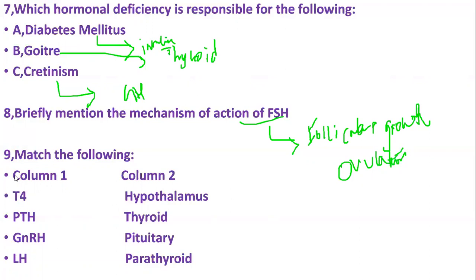Match the following. Who gives T3 and T4? Thyroid. And hypothalamus gives gonadotrophic releasing hormone, and parathyroid gives parathyroid hormone, and pituitary gives luteinizing hormone.